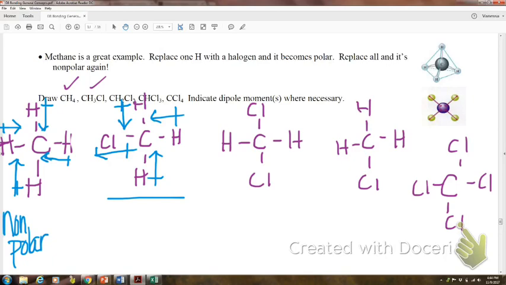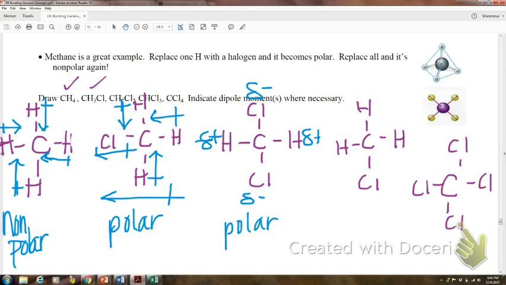So overall, it would have a dipole moment that looked like this. So this would be a polar molecule. Same thing here. This side, we're just going to draw the slightly negative, slightly negative, slightly positive, slightly positive. So our overall dipole moments would be negative to positive. Okay, so definitely not canceling out, and so this would be polar as well.